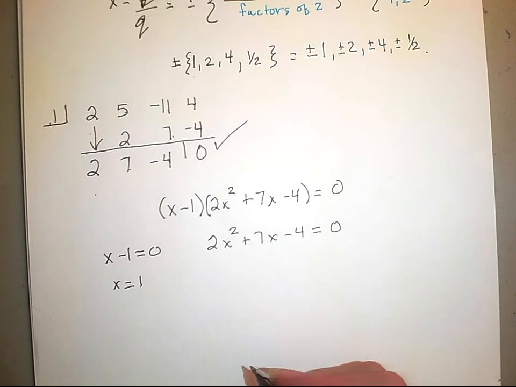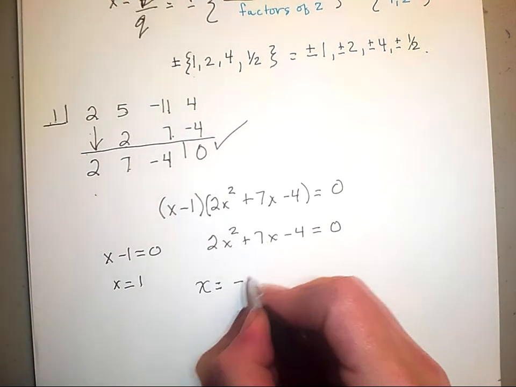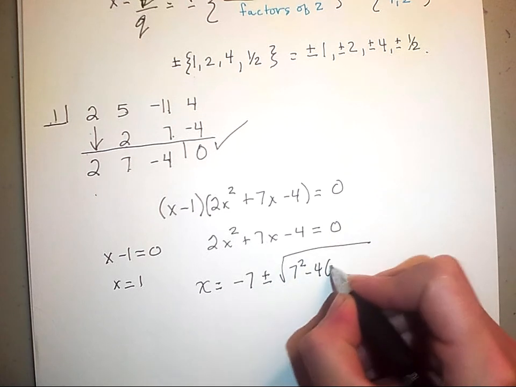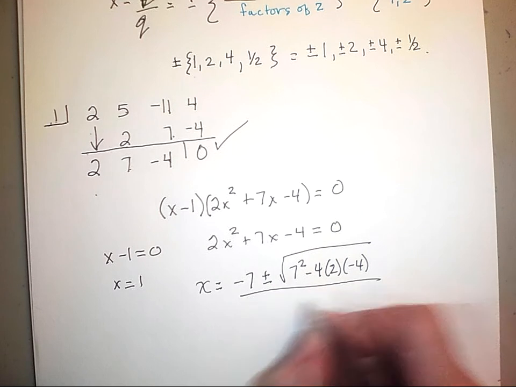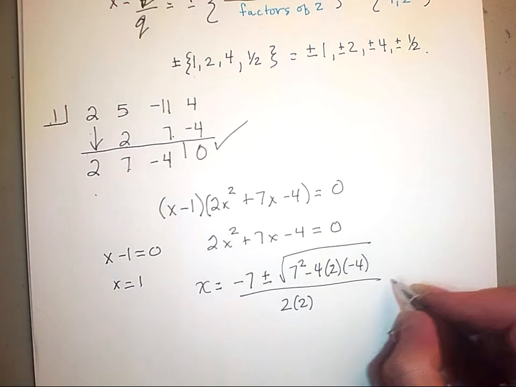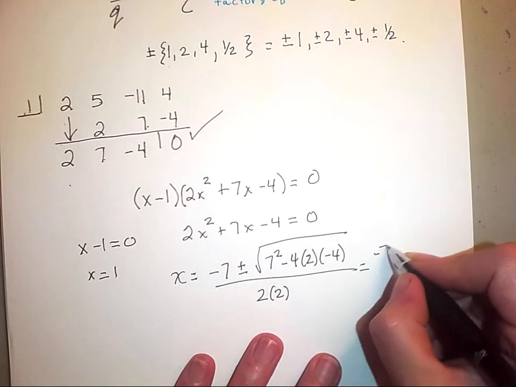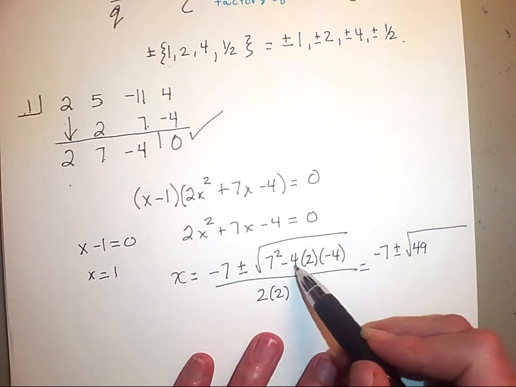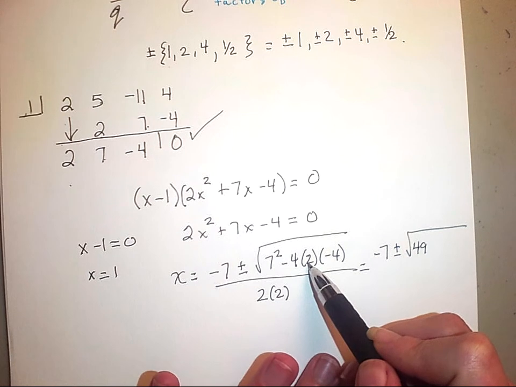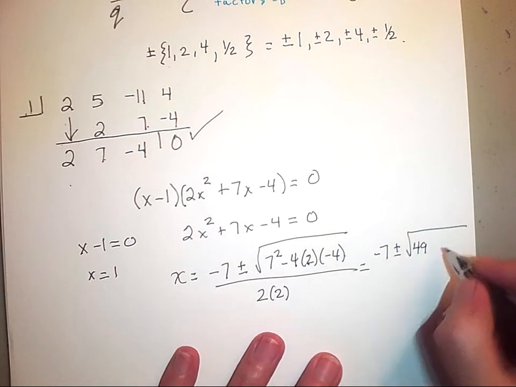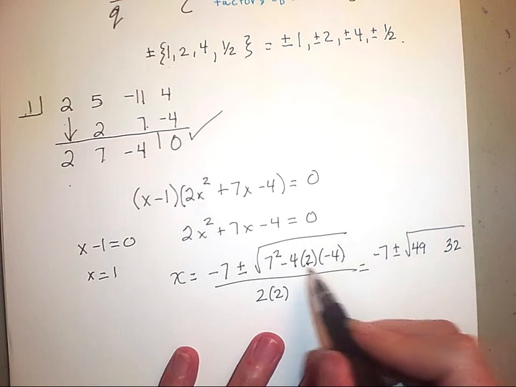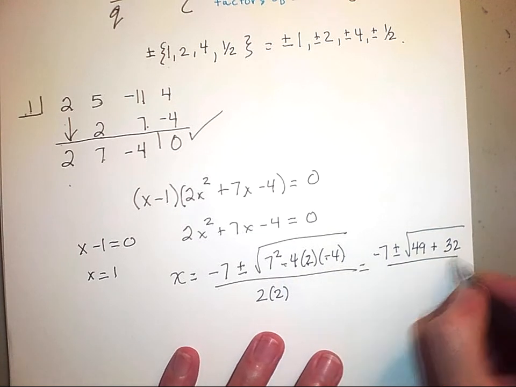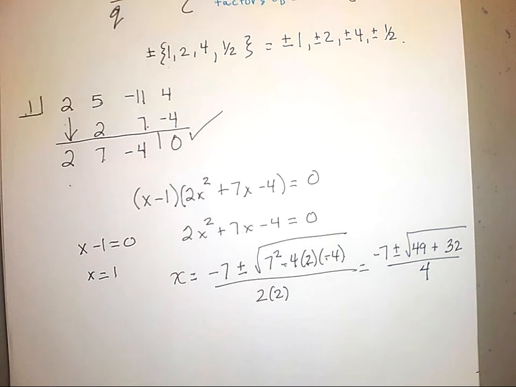Okay, so x is equal to negative b plus or minus the square root of b squared minus 4 times a times c, all over 2 times a. Now simplifying, negative 7 plus or minus the square root of 49. 4 and 2 are 8. 8 and 4 are 32. And then looking at the signs, negative and negative will become positive, over 4. Is that right?